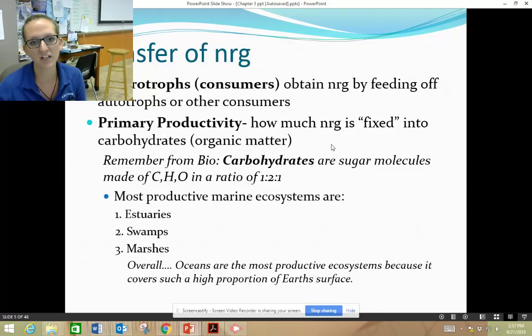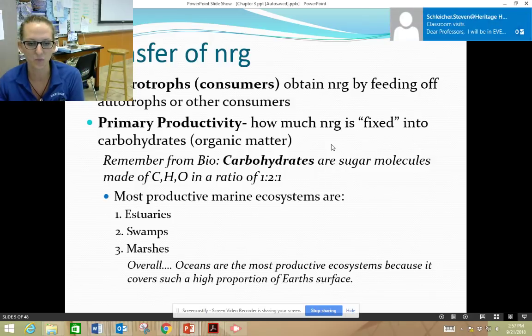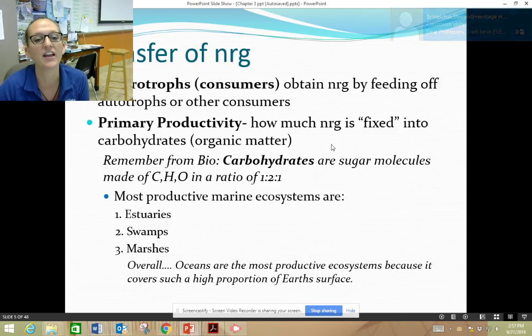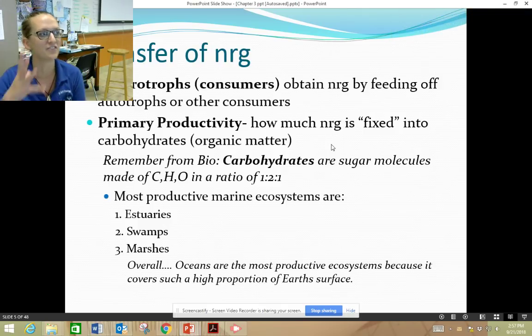Your most productive marine ecosystems are going to be estuaries, because we're going to have a lot of nutrient introduction, plenty of light, it's warm, it's protected from a ton of wave and wind action. Swamps have a ton of nutrients and a lot of different feeding options in there. And then marshes.